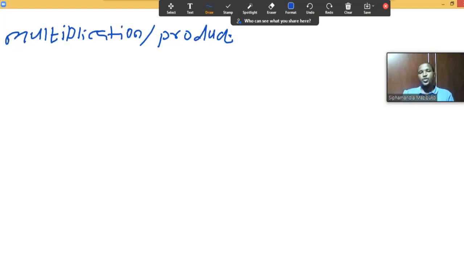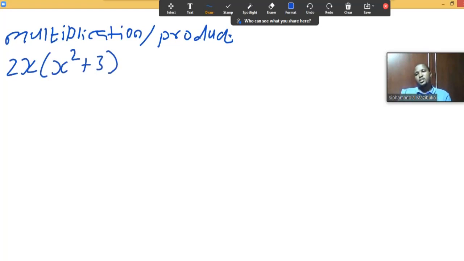Hi guys, today we're looking at multiplication or product. So we're going to look at multiplying a monomial by a binomial, and at some point we'll be looking at multiplying a binomial and a trinomial. Let's look at this example first. In our first example we have 2x into x squared plus 3.